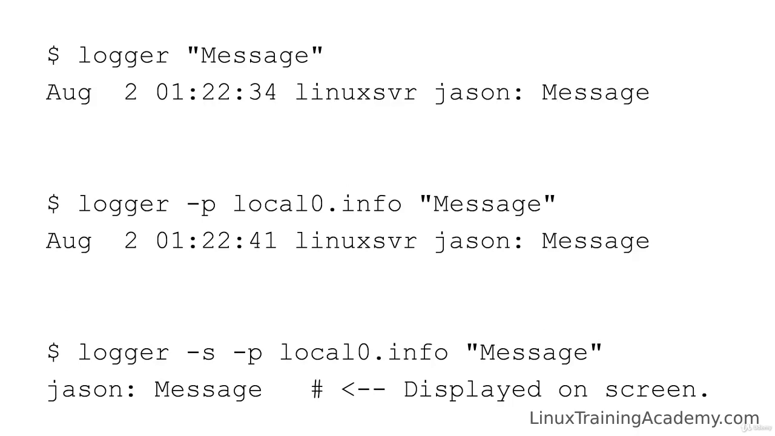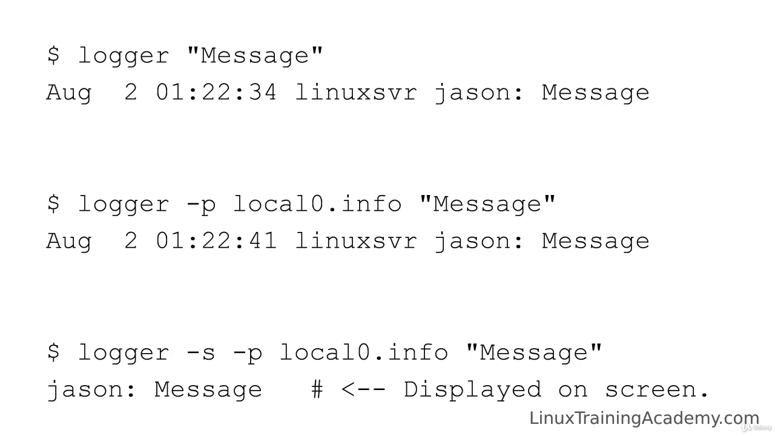The first logger command is used without any options. You can see that it generates a message with a timestamp and includes the message passed to the logger command. This message will be routed based on the system logger configuration. For most distributions, this message will end up in the /var/log/messages file or the /var/log/syslog file. The next logger command generates the same message, but this time we have specified the facility and severity. Remember that different facilities and severities can cause the system logger to route the messages to a different log file.